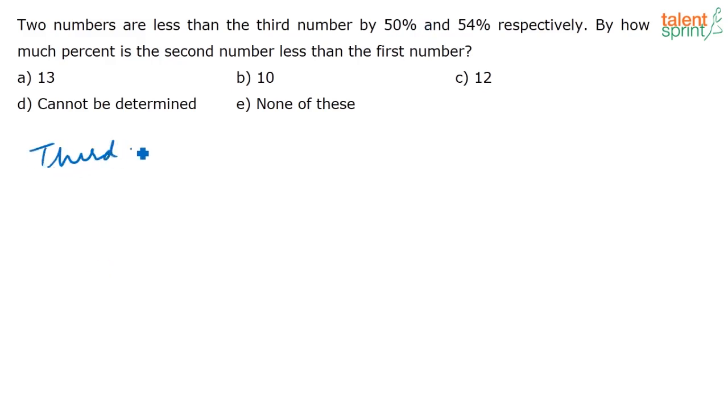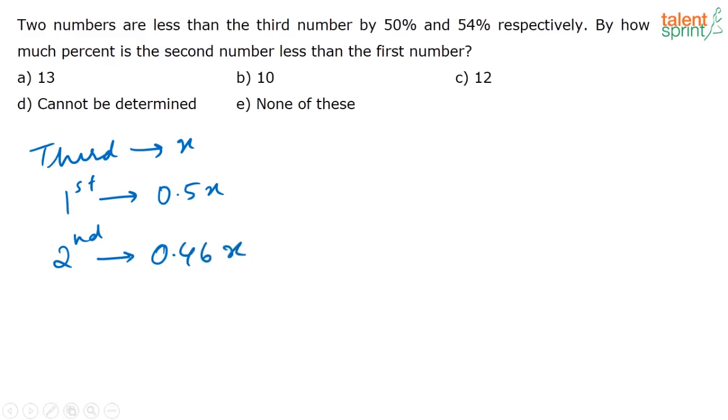Let me take the third number, let that be x. If the third number is x, what is the first number? The first number is 50% less than the third number, or I can say the first number is 0.5x. So, what will be the second number? The second number is 54% less than the third number. 54% less means it is equal to 46% of the third number, correct?